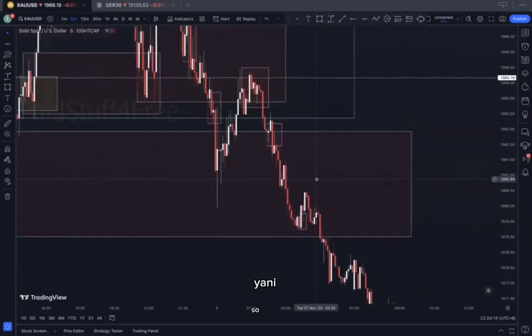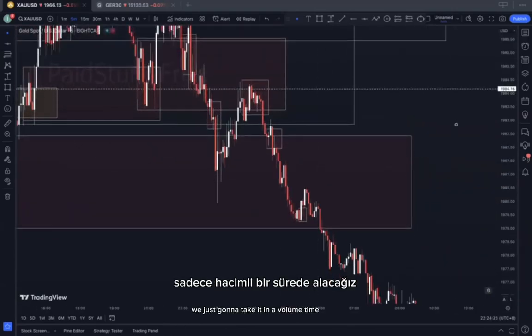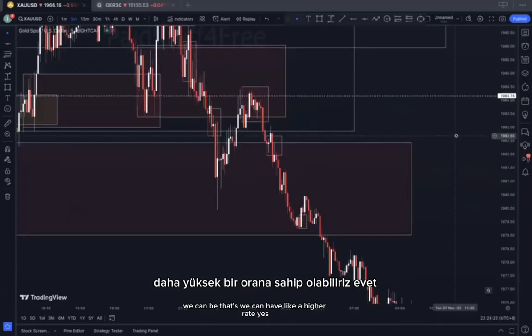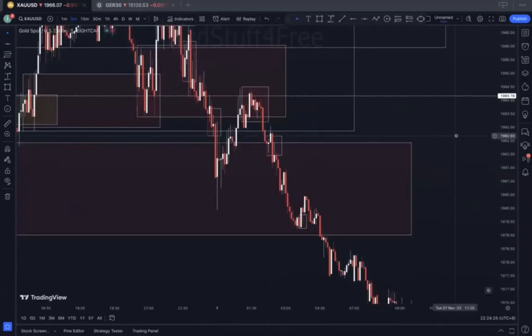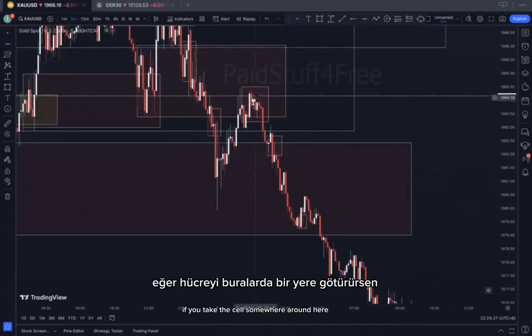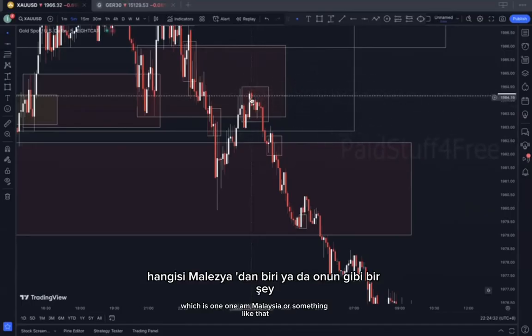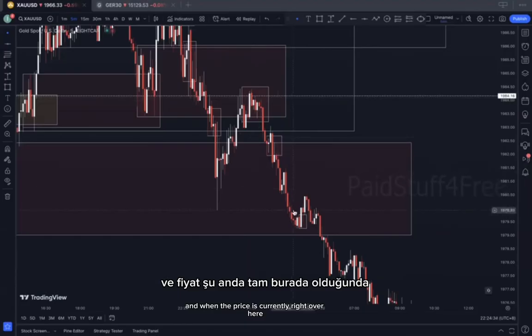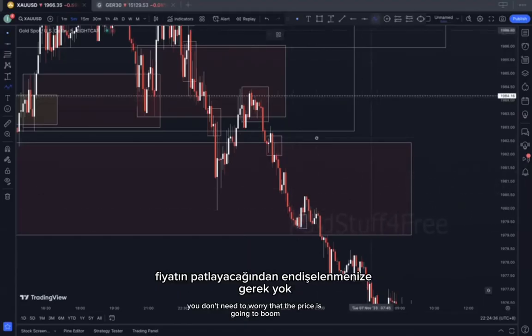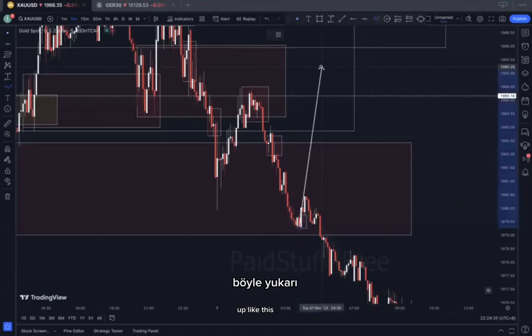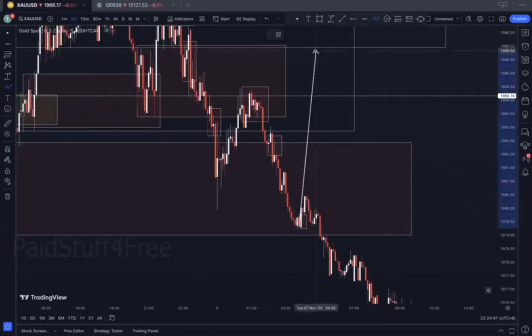Okay, so we're just going to take it in volume time, so we can have a higher win rate. Yes, that's the better one. For example, if you take the sell somewhere around here, which is late at midnight, which is 1 a.m. Malaysia time or something like that, and the price is currently right over here, you don't need to worry that the price is going to boom up like this, because we don't have the volume, unless we have news around 2, around 3, something like that. Yeah, then the price can go up like this.